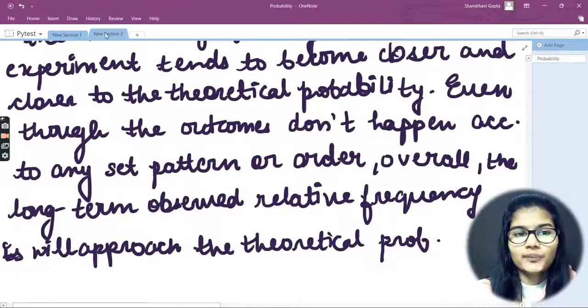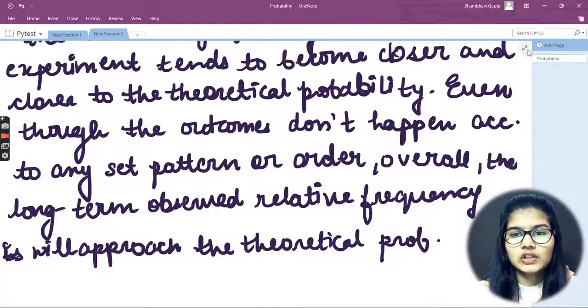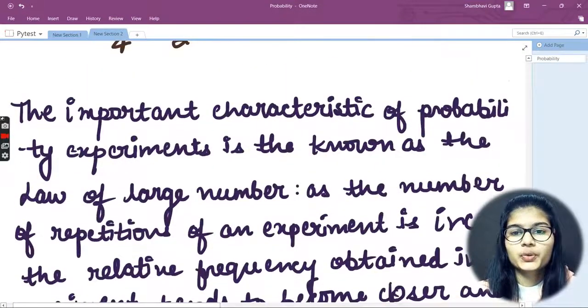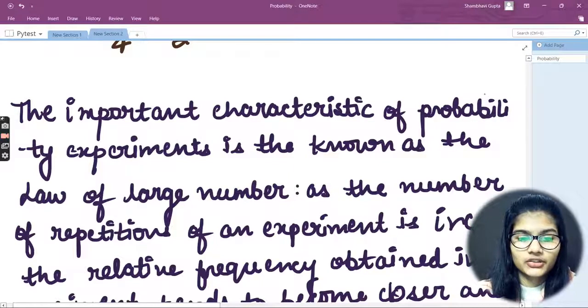Great. So hope I am pretty clear with this regarding the law of large numbers, what you have here and what the law of large numbers actually says. Hope I am pretty clear with this.